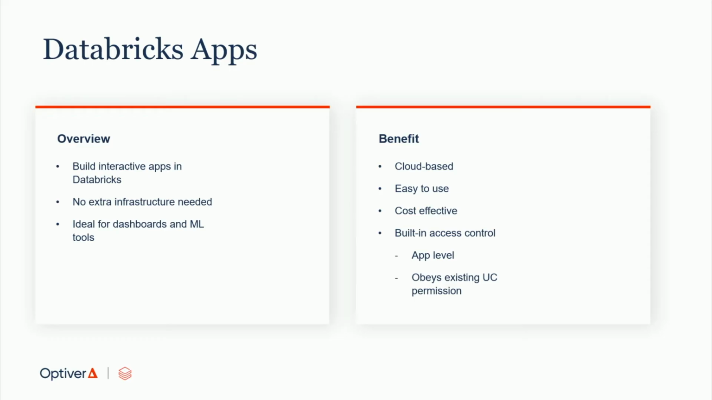At Optiver, we heavily use row filters, where most users can only see a subset of our data due to compliance reasons. So with this feature of Databricks Apps, everything would just work by default. If somebody wants to see a visualization, they would only see the visualization of the subset of data they have access to.